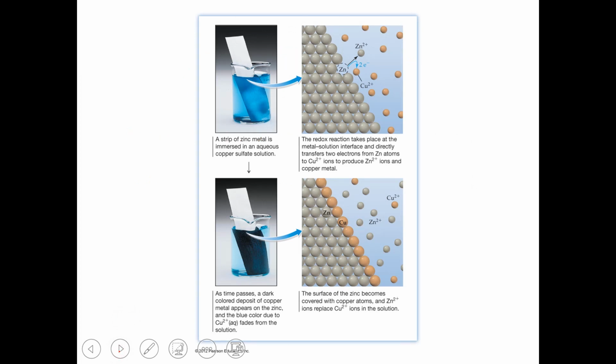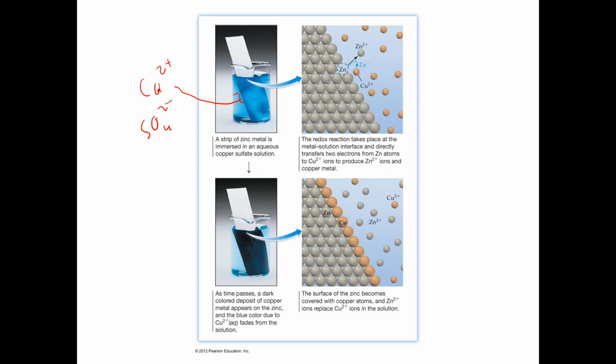So if we actually had this in solution, here's our zinc metal, and we have a copper sulfate solution here. So we have copper ions floating around in solution and sulfate ions floating around in solution. Now we don't really care about the sulfate. It doesn't affect the reaction in any way. What we care about is the copper.